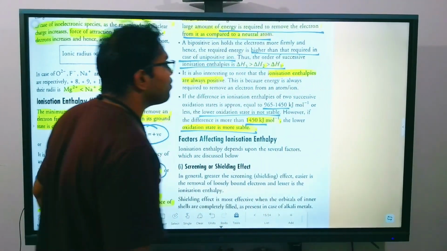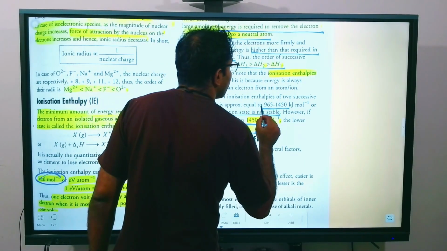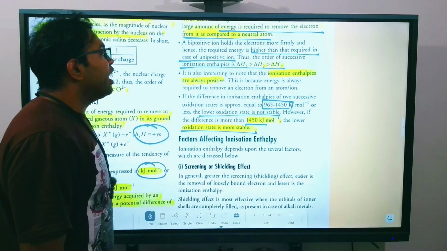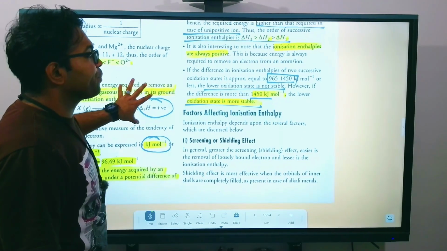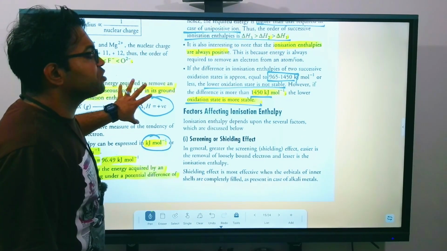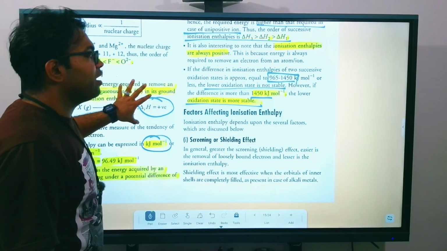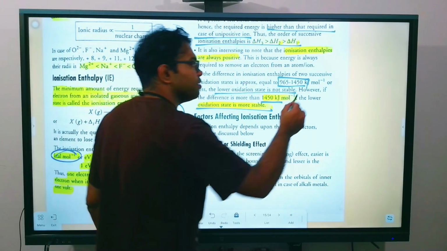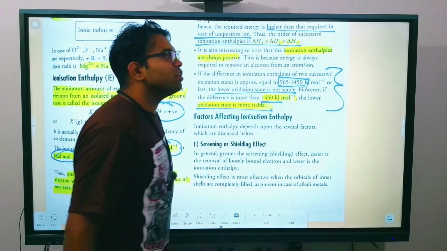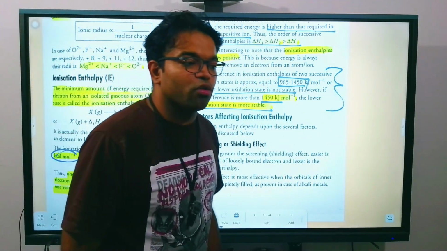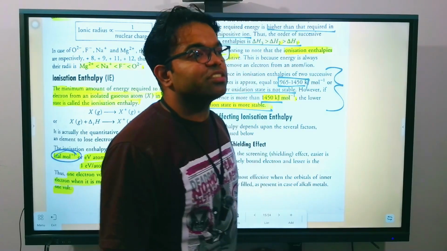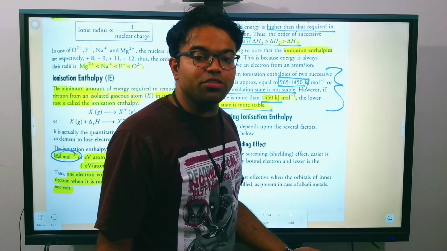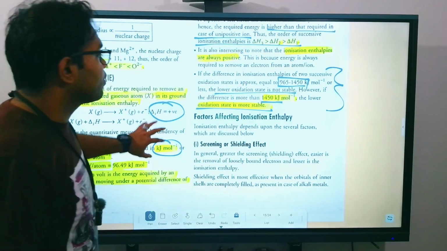Now if and only if you have more than 965 to 1450 kilojoules per mole, then and only then will the lower oxidation state remain stable. Did you understand this logic? They will give you this value and then they will ask you in the MCQ questions, is the oxidation state more stable before or after the ionization? Understood? They will ask you this.